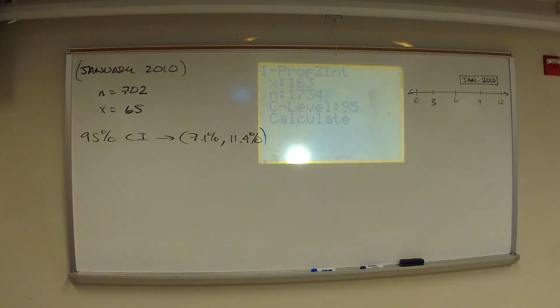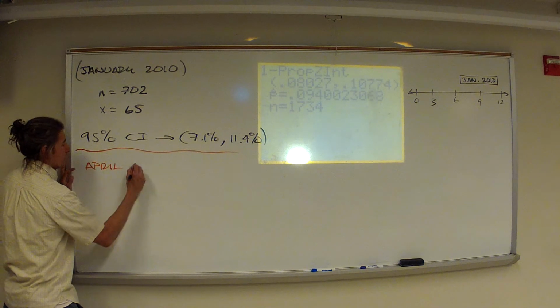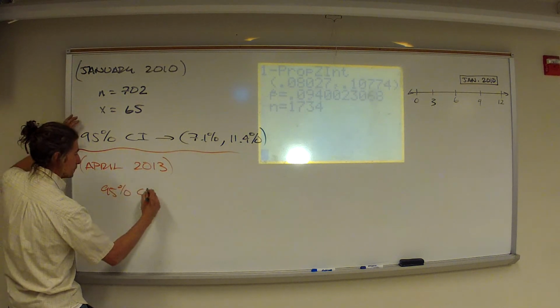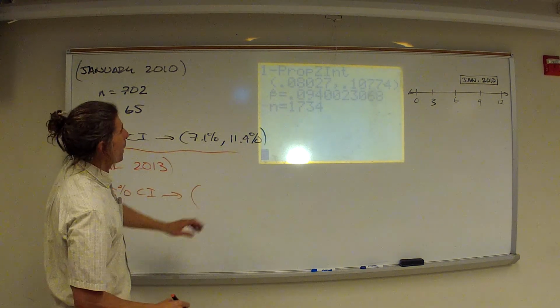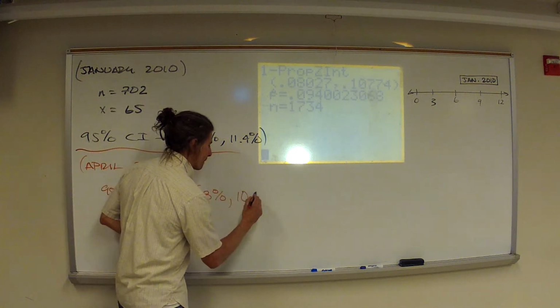Say that again. Excellent. Beth is already on it for us. You guys are always a couple steps ahead, which is fantastic. So we're going to rerun it. Notice p hat is 9.4%, which is essentially the same as the 9.3% in 2010. But look at what's a little bit different, friends. Now we're in April 2013, and our 95% confidence interval for foreclosed homes appears to be about 8% up to about 10.8%.